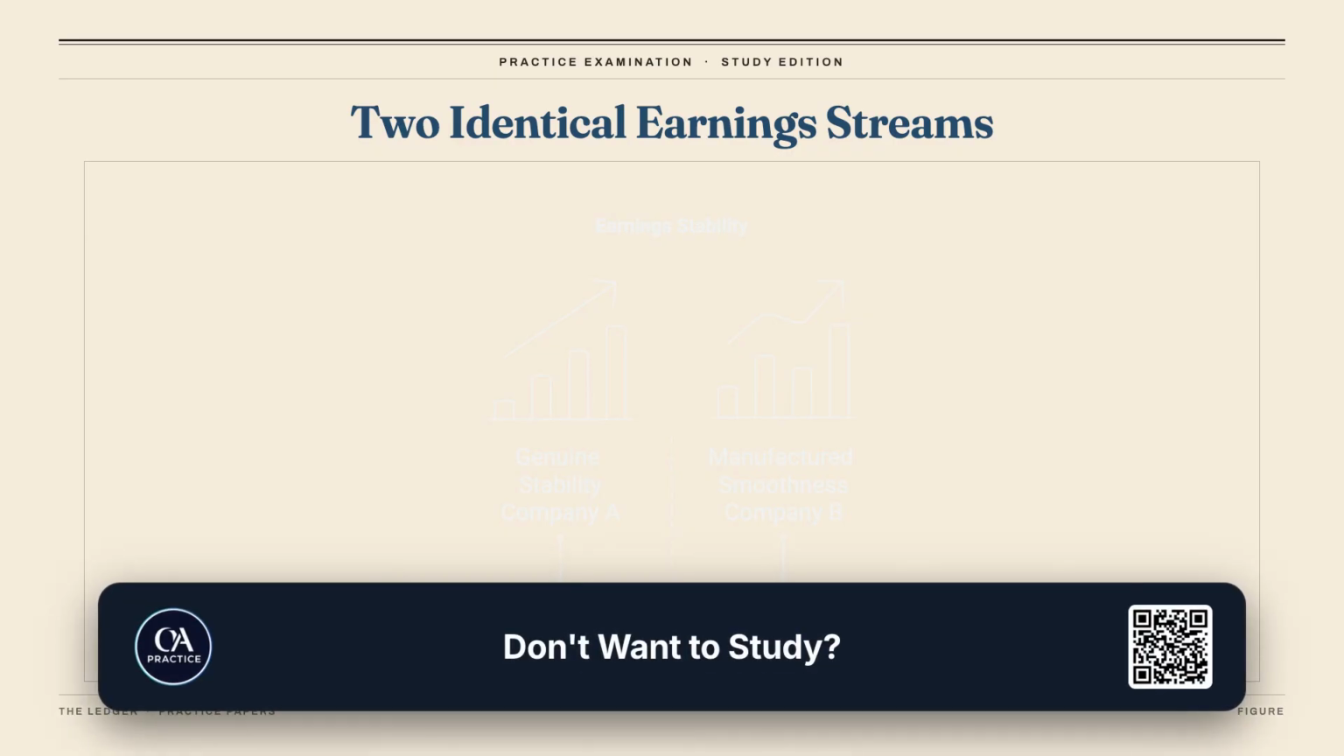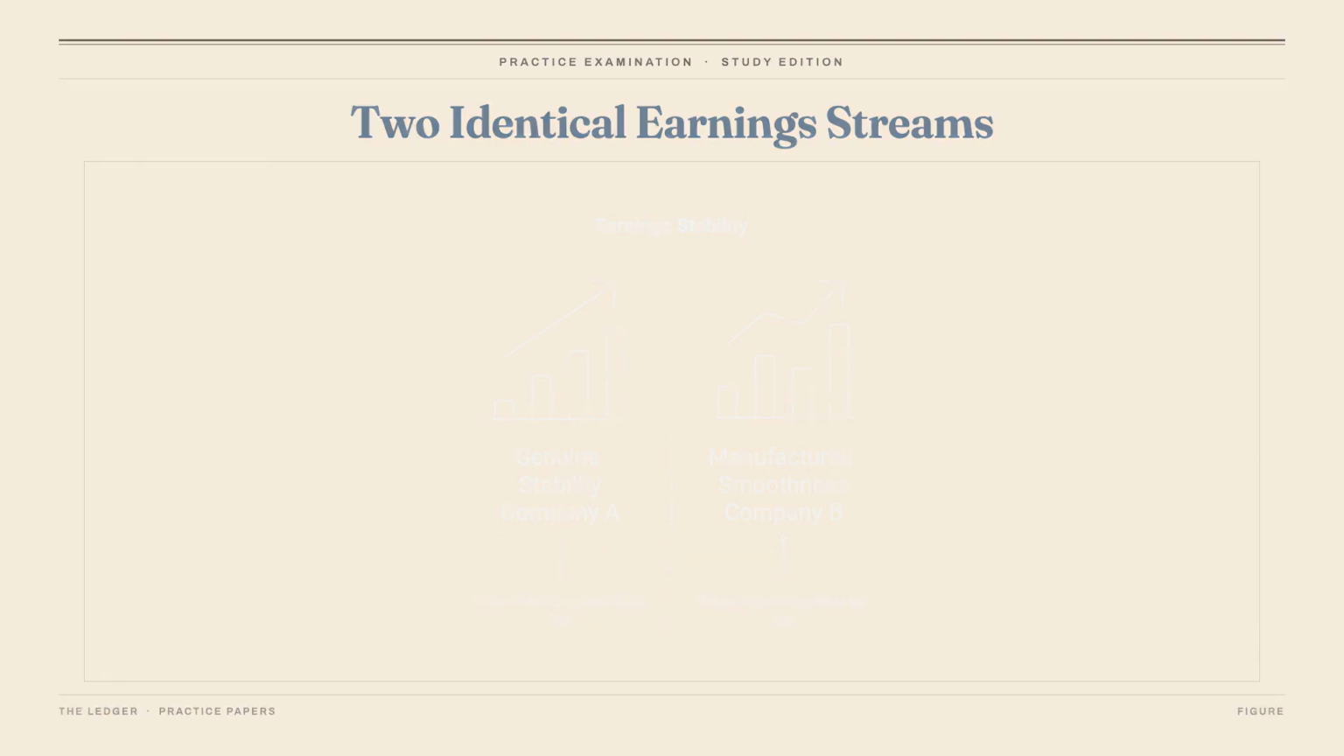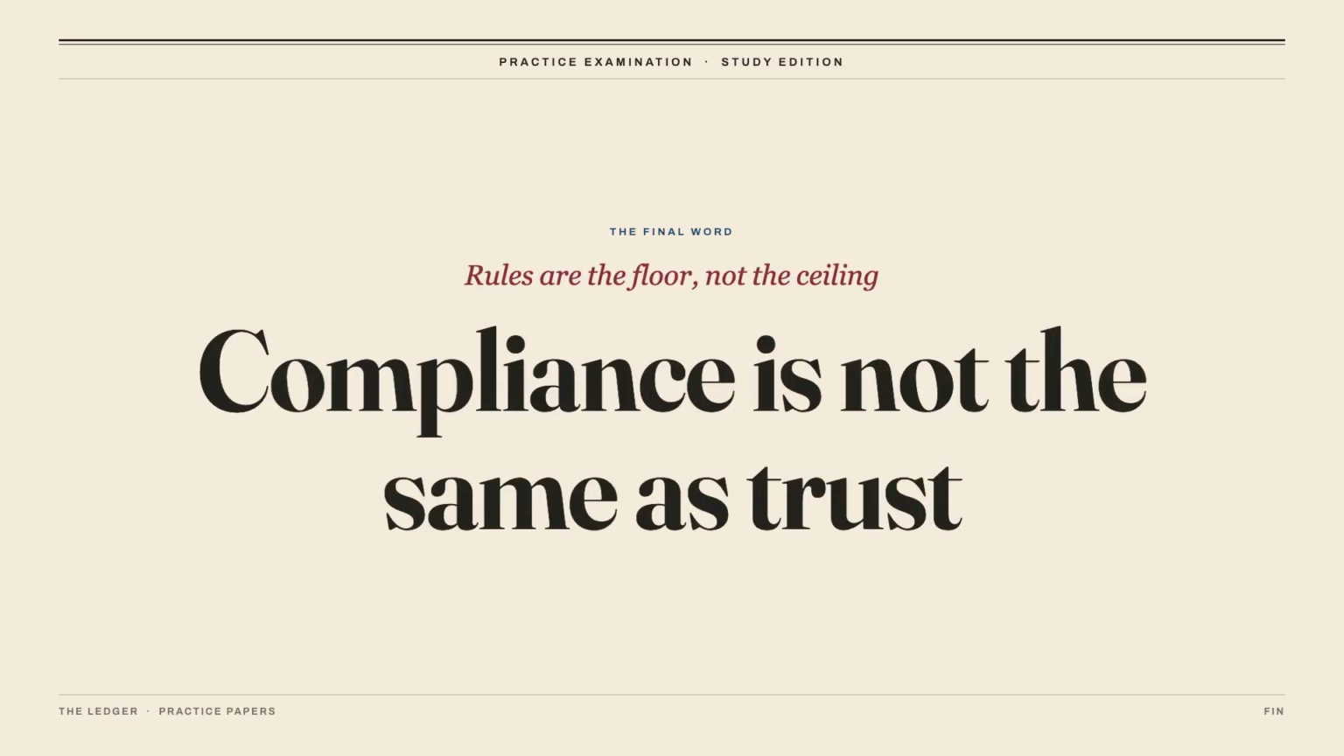Picture two firms reporting identical, smoothly rising earnings. One earns that smoothness because its business is truly stable. The other manufactures it by shifting expenses between periods and leaning on convenient estimates whenever a quarter looks weak. Following the rules is only the bar a company must clear, not proof its numbers deserve trust. A report can satisfy every requirement and still deserve deep skepticism. Knowing that difference is what separates a careful analyst from a credulous one.